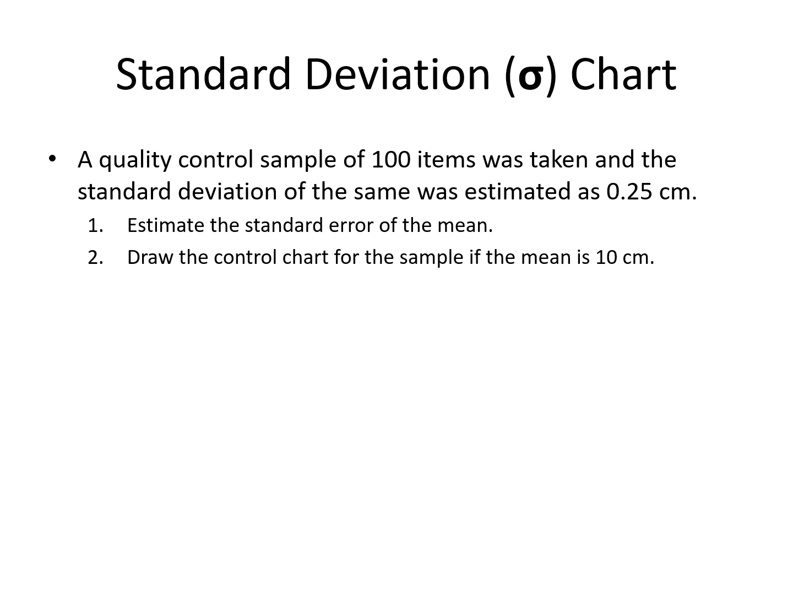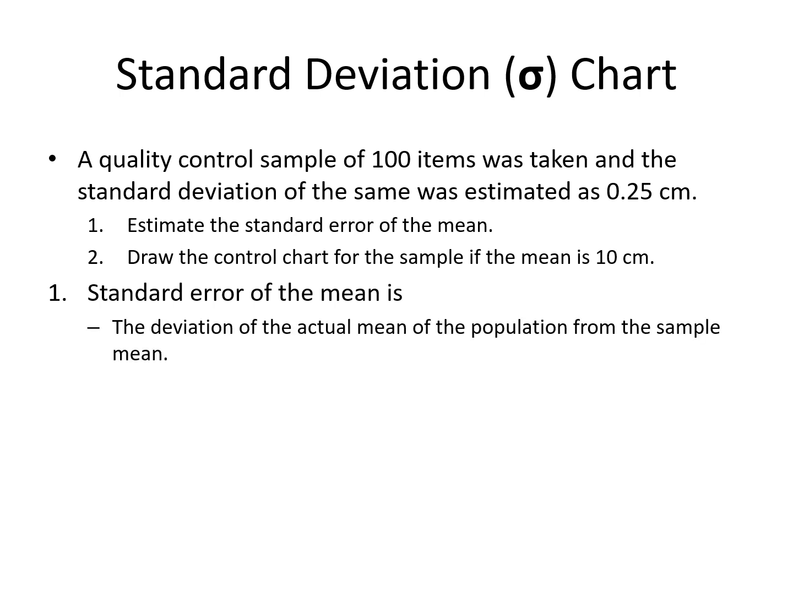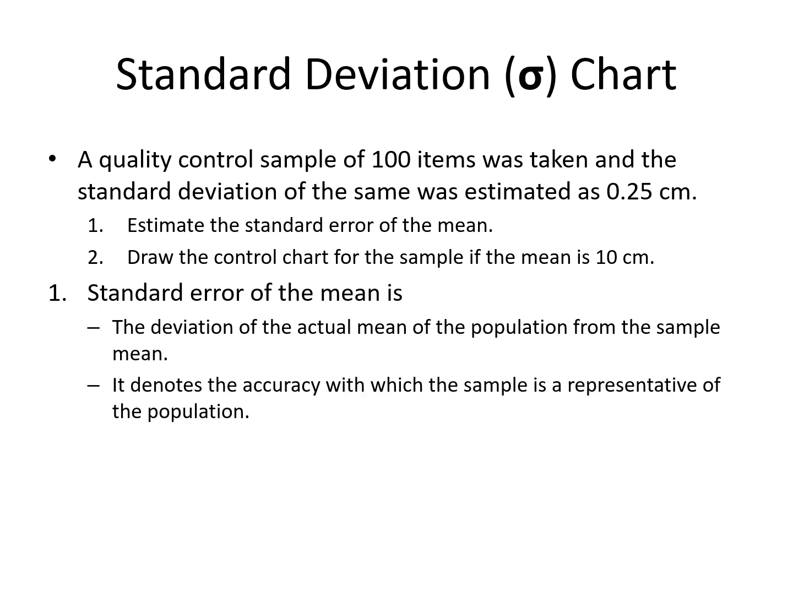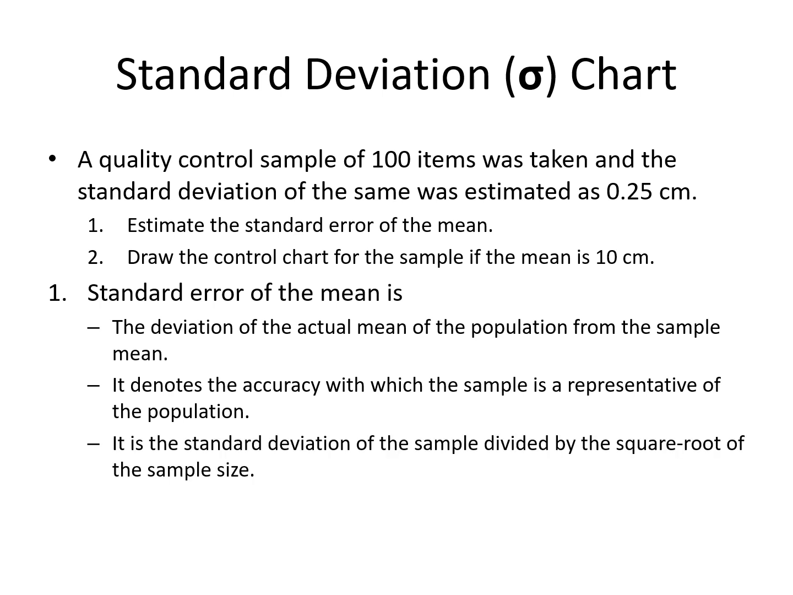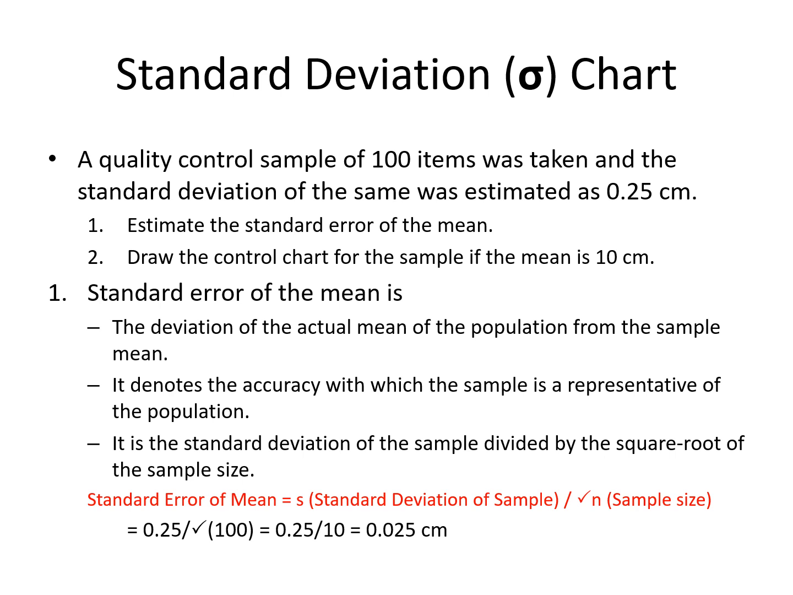So first we move on to calculate the standard error of mean, which, as we discussed in the previous slide, is the deviation of the actual mean of the population from the sample mean. It denotes the accuracy with which the sample is representative of the population. It is the standard deviation of the sample divided by the square root of the sample size, denoted by this formula. So we calculate 0.25 centimeter, the standard deviation, divided by the square root of 100, 100 being the size of the sample, which comes to 0.25 divided by 10. So we have an accuracy of 0.025 centimeter.